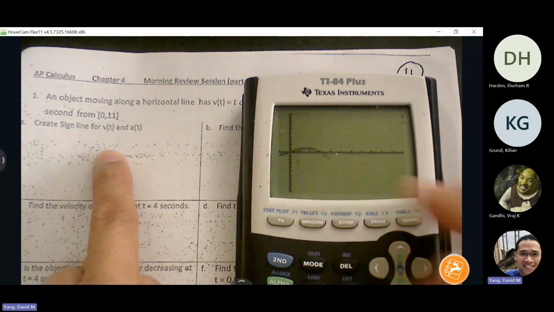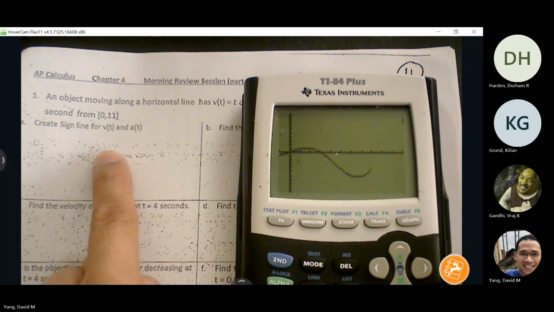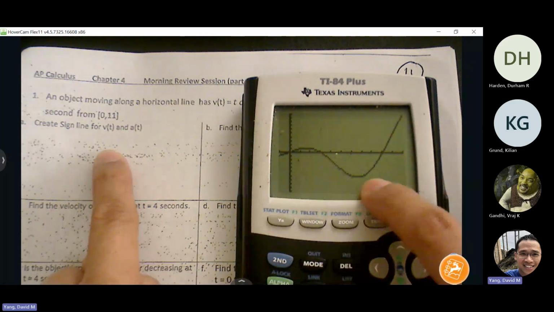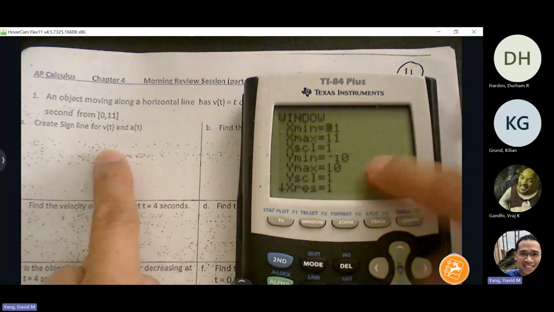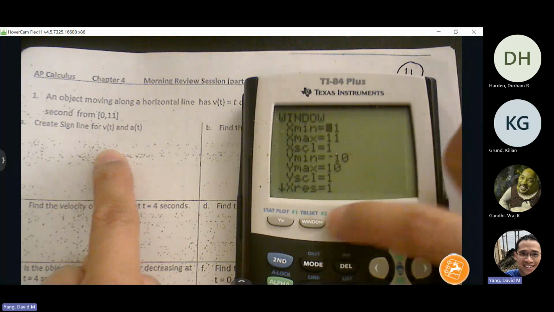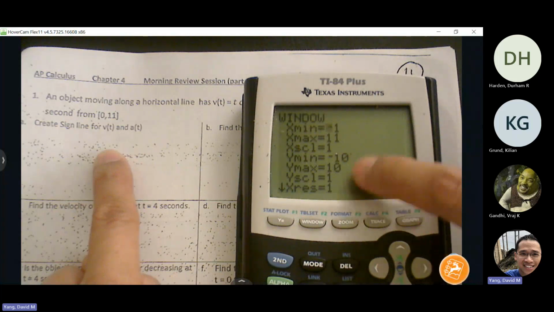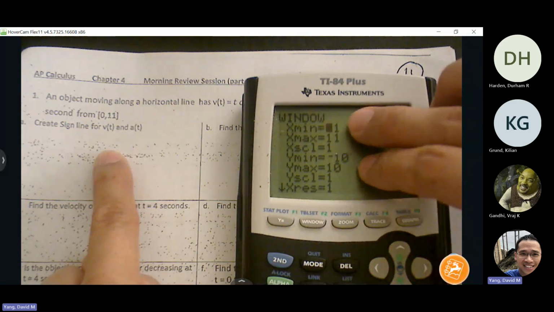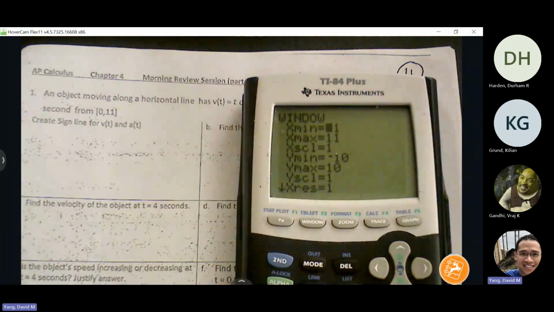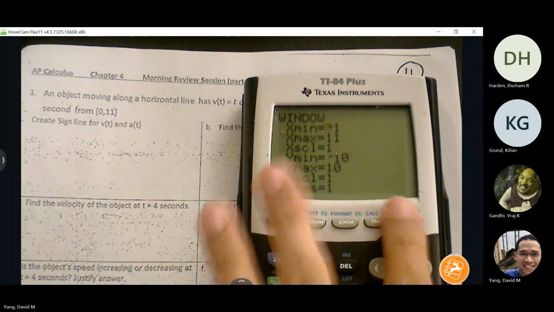Trying to make sure I can see all the peaks and valleys of the graph. Okay, good. So if the peaks and valleys got cut off, you can always go back to Window. You can always change your y min, y max. Let's say the graph goes too low and you can't see it. You can adjust your y min to dig down deeper to a lower y value, right? So you're only playing with these 4 values to make sure you can see everything that you need to see in your window.